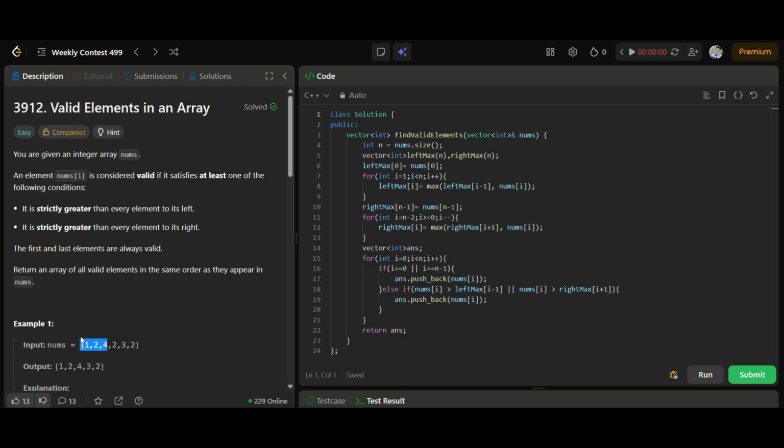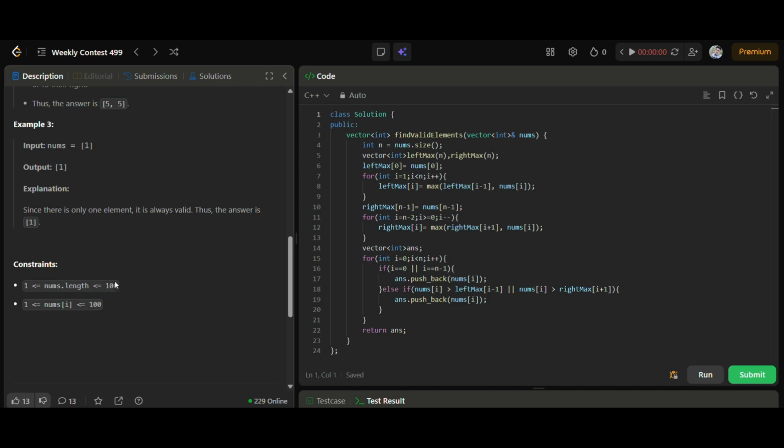And it is strictly greater than every element to its right. Means if you notice this 3, okay, it's also valid because 3 is greater than the right 2. This condition is also valid, and the first and last element are always valid. Means my 1 and my 2 are already stored in my answer. Return an array of valid elements in the same order they appear in nums.